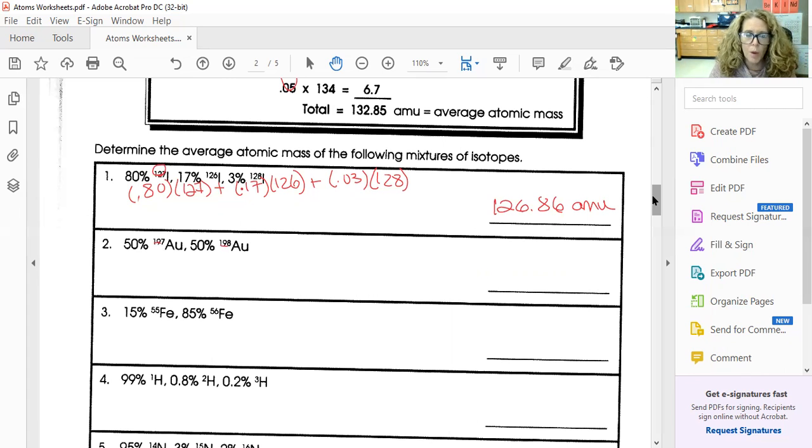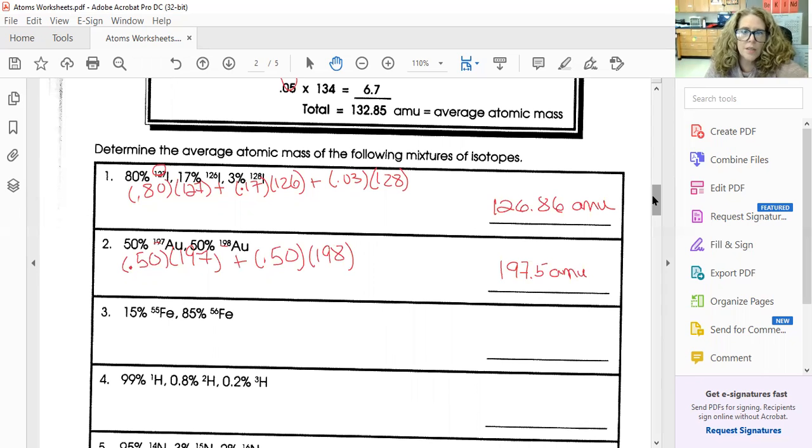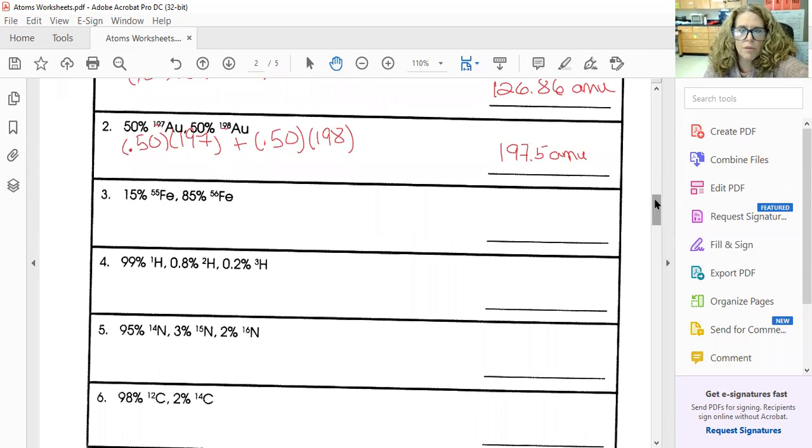So remember, MAD: multiply, add, divide by 100. The divide by 100 is where we make our percentage a decimal. So I have 0.50 with a mass of 197, and then I'm going to add my other 0.50, which has a mass of 198. I multiply and get a number, I add those two together, and that's going to be 197.5 atomic mass units. All right, let's go on to question number 3.